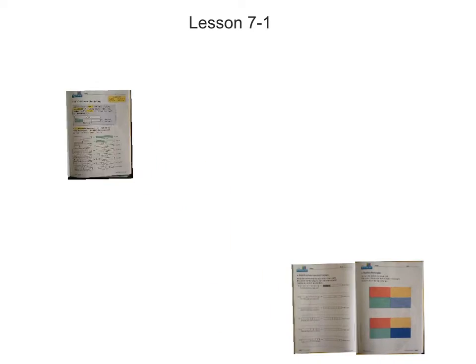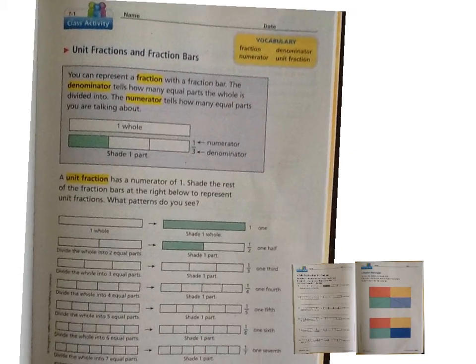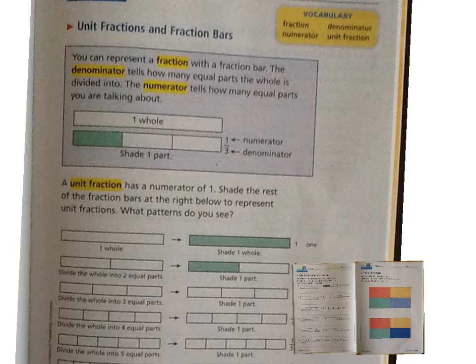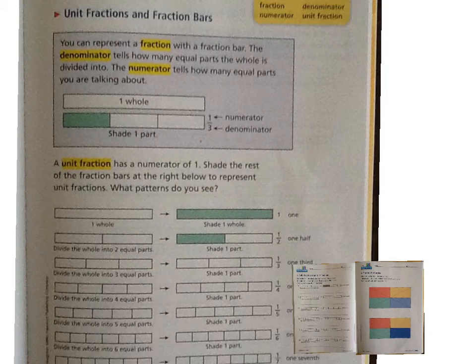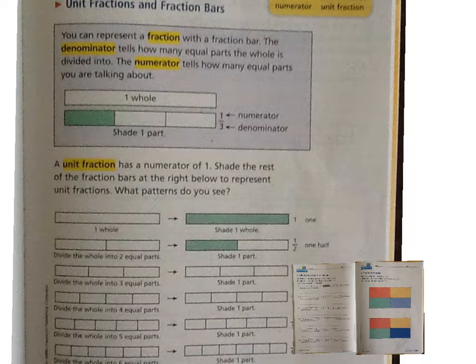So, turn to page 351, and this talks about unit fractions and fraction bars. It says you can represent a fraction with a fraction bar. The denominator tells you how many equal parts the whole is divided into. The numerator tells you how many equal parts you are talking about. Here, in this case, there's the whole. The whole's been broken up into 3 parts, so the denominator is 3, and we've shaded one of those pieces in, so we're talking about one of them, which is the numerator. So 1 out of the 3, or 1/3.